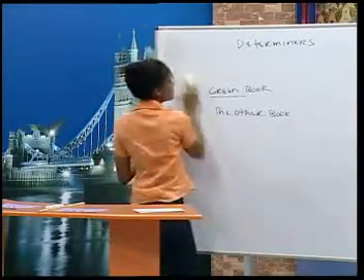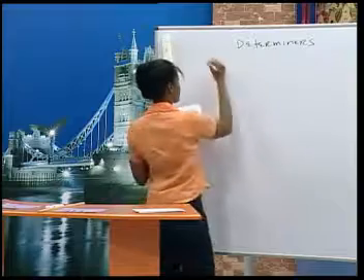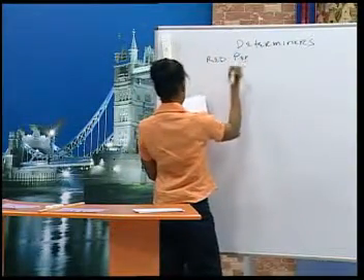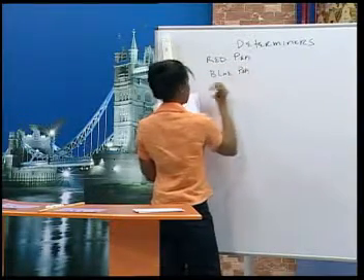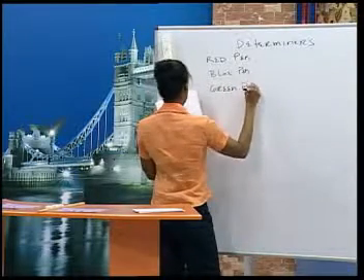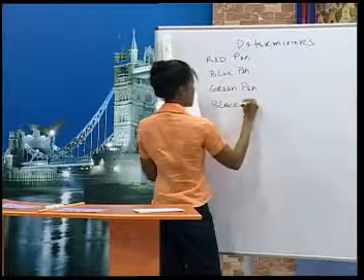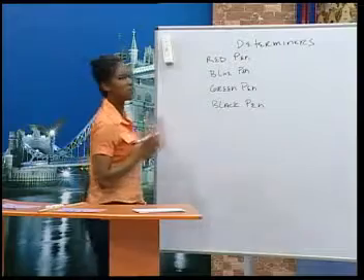Okay, Alberto, now it's your turn. This time there are 4 pens on the table. We have a red pen, a blue pen, another is a green pen, and the other, the last one, is a black pen. Okay, take one pen, Alberto.